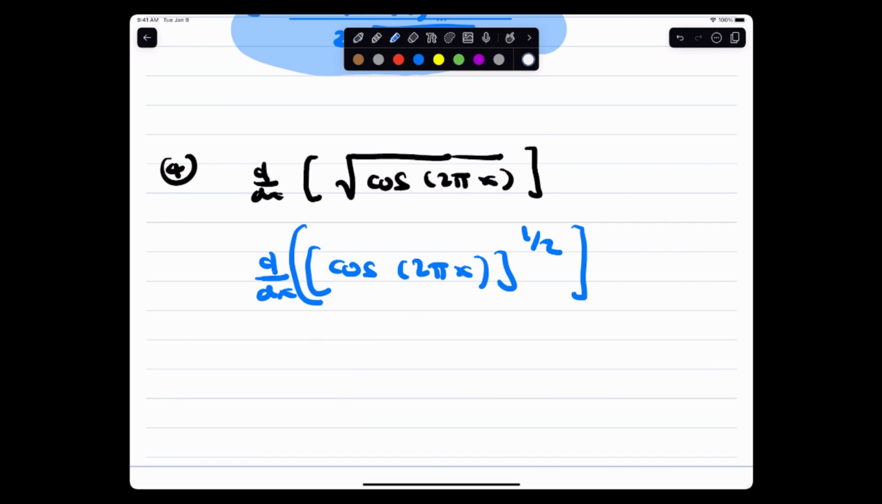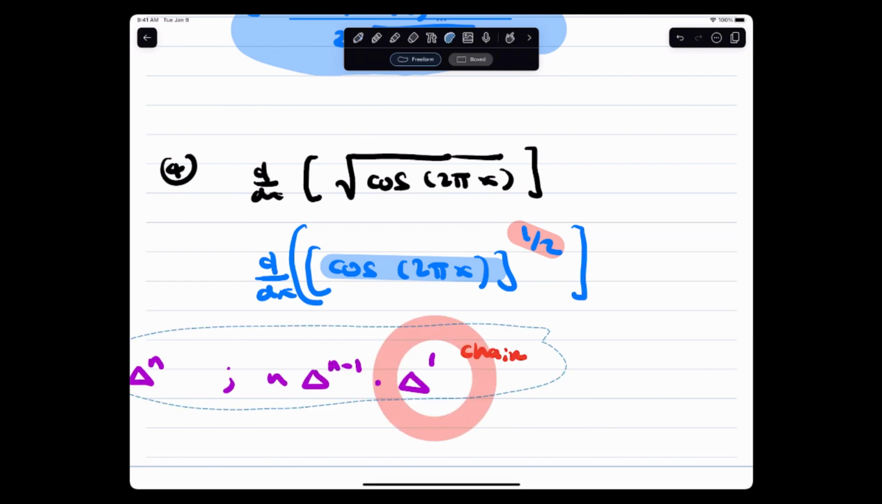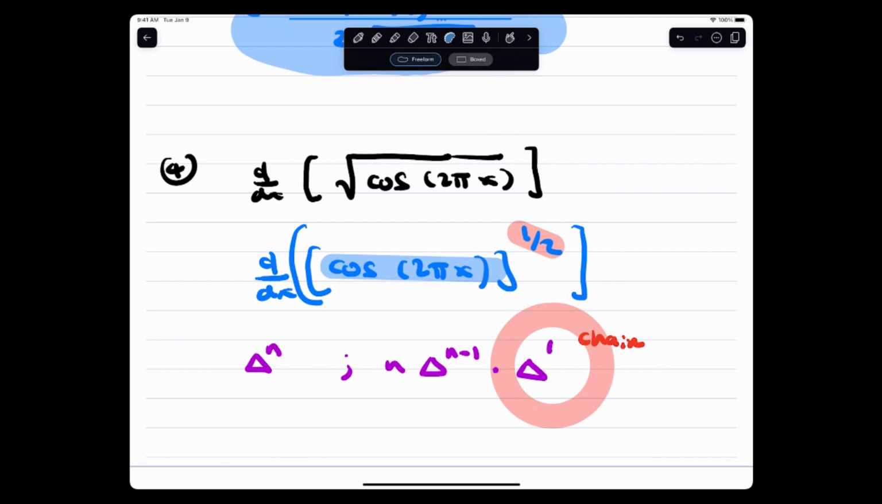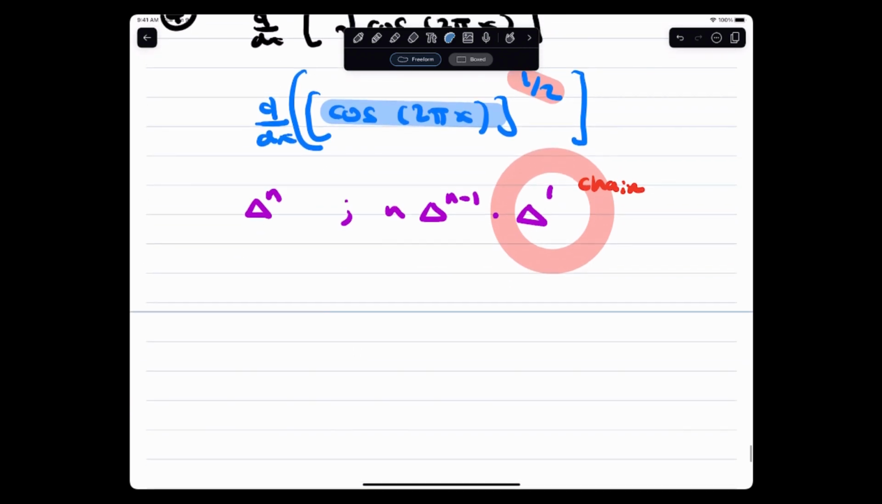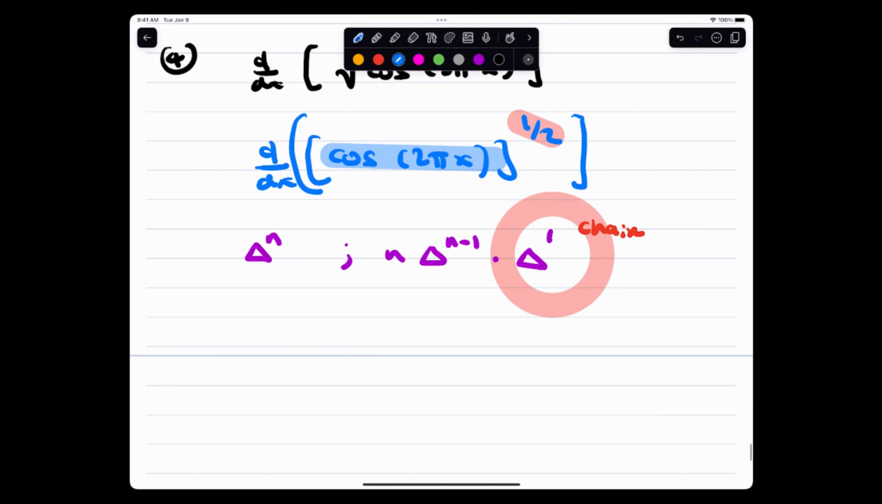Okay, so this is going to be, again, here's my base, and then here's my power. Is that right? So we're going to use, again, power rule with chain rule. Okay, you guys with me on that? So what does power rule with chain rule look like?